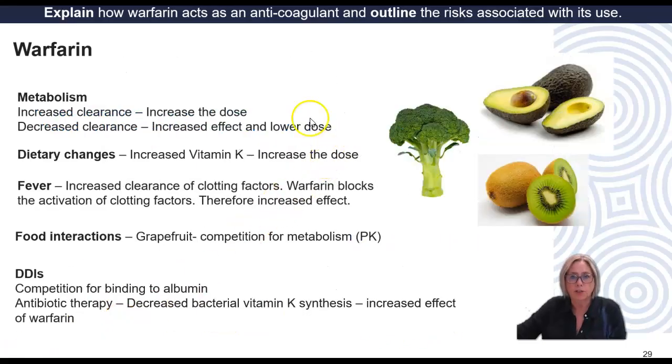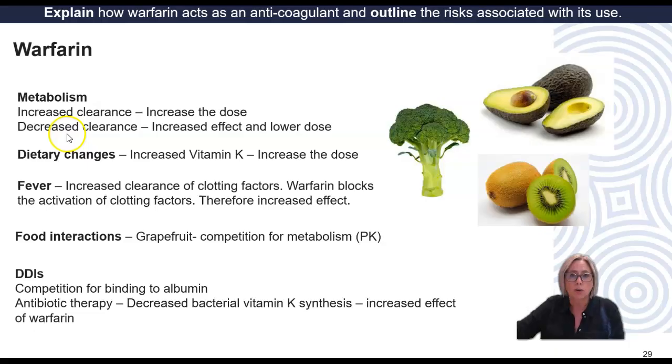Now, warfarin itself does have a narrow therapeutic index, so there's only a narrow range of concentrations where it can be used for its therapeutic effect before it gets to its toxic effect. In terms of metabolism, some people are rapid metabolizers, so there's an increased clearance of warfarin, and in that case, they would need to have an increased dose of warfarin for the required effect. Other people are slow metabolizers, so they have decreased clearance and therefore an increased effect of that dose of warfarin, and therefore they will require lower doses.